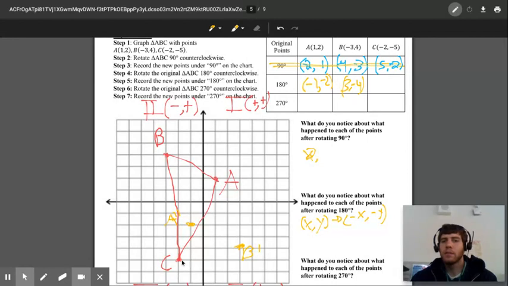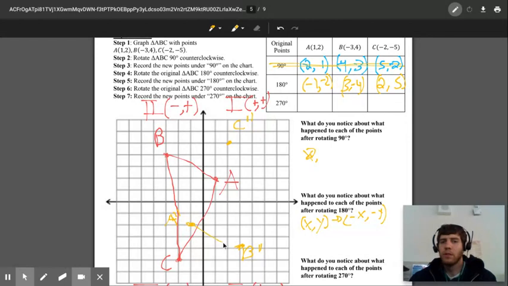And then C is in quadrant 3. So if we go 180, it should end up in quadrant 1, which would be positive, positive. So what we're simply going to do here is switch the signs. And it's going to become +2, +5, which is going to be right here, which we'll call C double prime. So that's your 180 degree rotation.